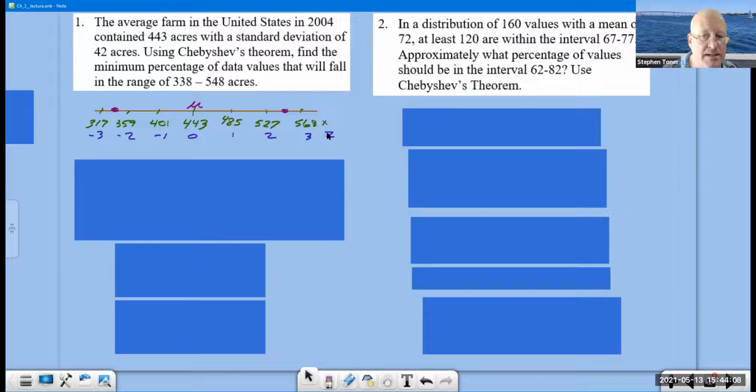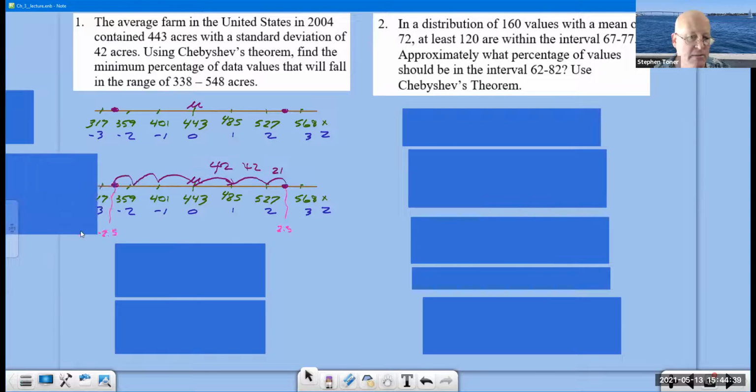Those are the actual values themselves. Then I have these Z values, which are referring to the number of standard deviations above or below, with these 1s, 2s, and 3s that I have labeled. So that's the basic picture to begin this problem. And then they wanted to know what is the minimum percentage that will fall within 338 to 548. And you can see those purple dots that I've drawn there. And it turns out that those are 2.5 standard deviations to either side of the mean.